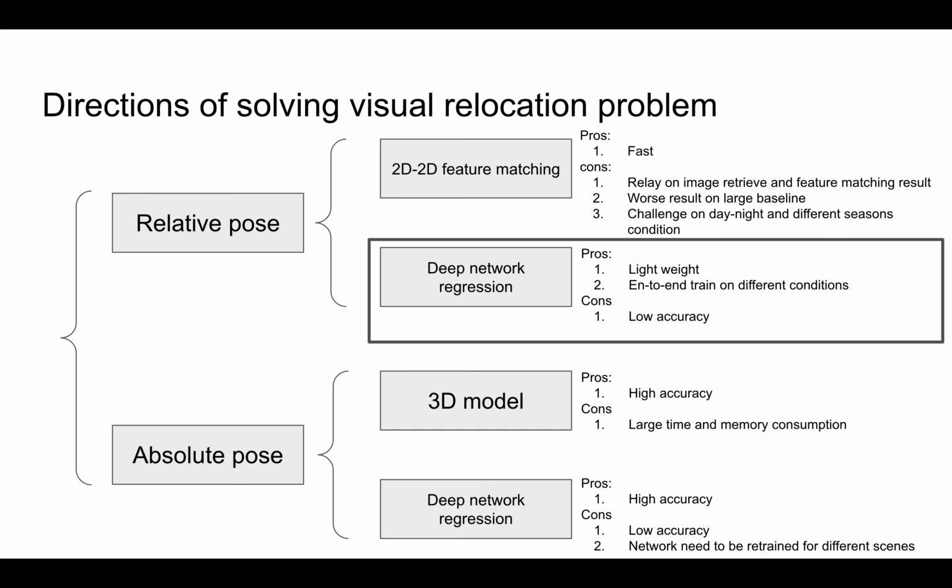There are many directions to solve the visual relocalization problem. We're going to focus on using a deep network to estimate the relative pose between images. The advantage of this kind of method is that it's a lightweight network, and can be trained end-to-end on different conditions. The disadvantage is that current methods have very low accuracy. That's what we're trying to overcome.